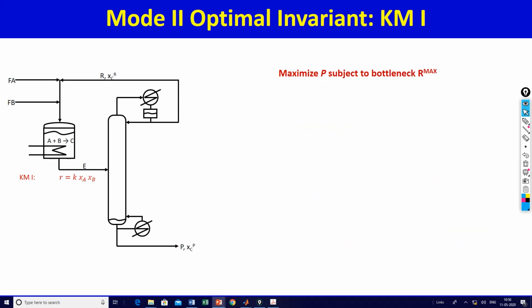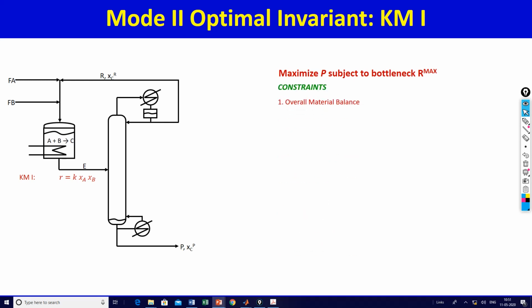Okay. Now let's look at mode 2 optimal invariant. Very similar. What is mode 2? We want to maximize production. Instead of minimizing R, now our objective is to maximize P, and obviously there will be some bottleneck. For the sake of convenience and analytical derivations here, we are taking the bottleneck as the recycle rate cannot go beyond R max. So P max is limited by R max. When you reach R max, production cannot be increased any further, and that sets P max. So we want to maximize production P subject to bottleneck R max.